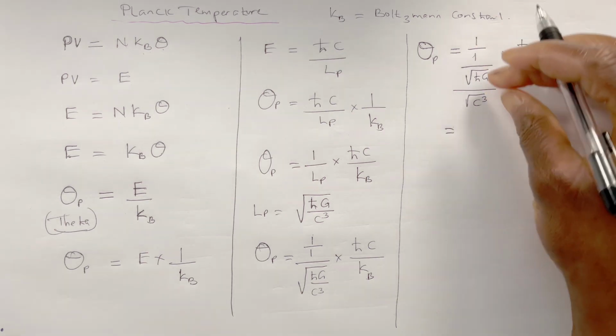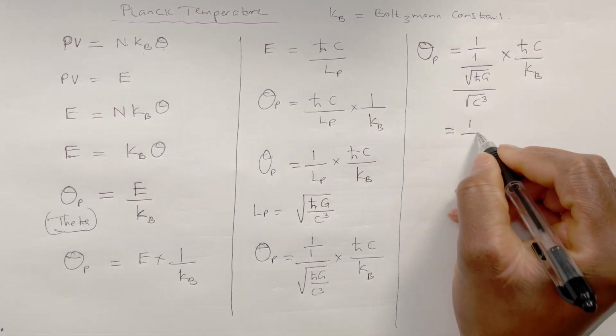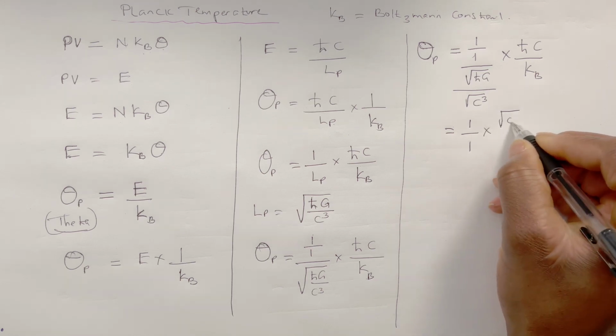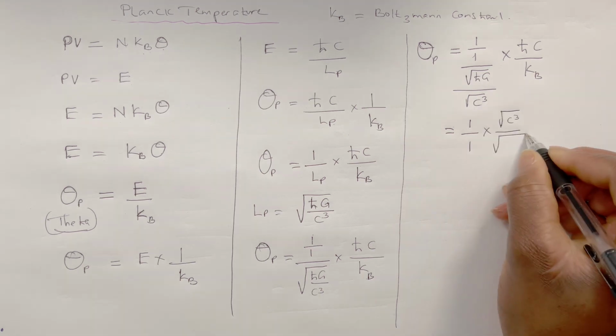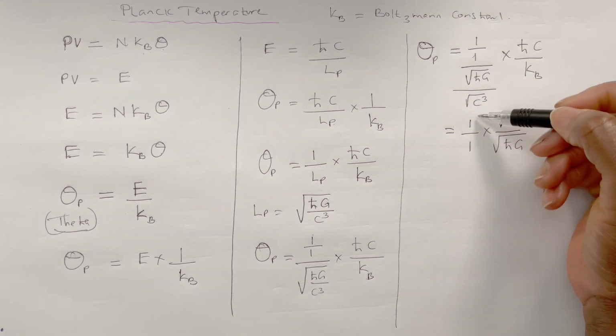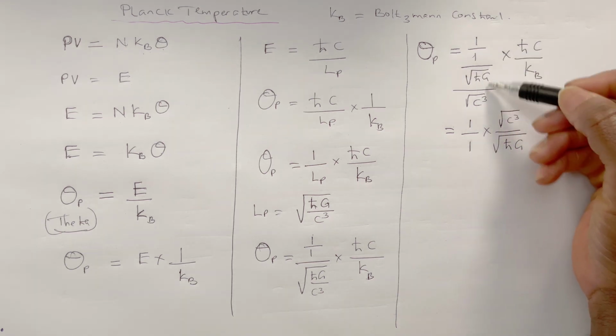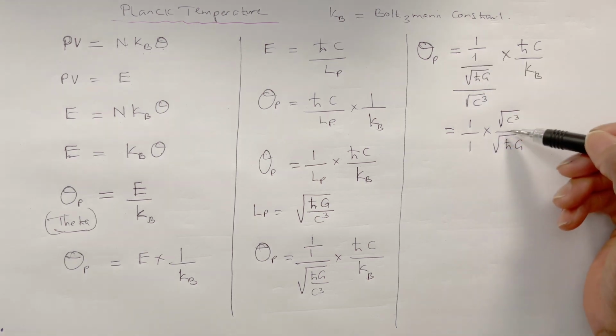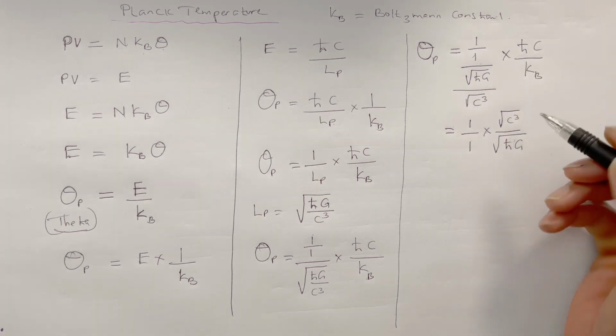And I can flip this. So 1 over 1 times root c cube over root hG. So what I've done is obviously when you divide a fraction by a fraction, you always invert this one and turn the divide into times, which is that one, and then rewrite it.